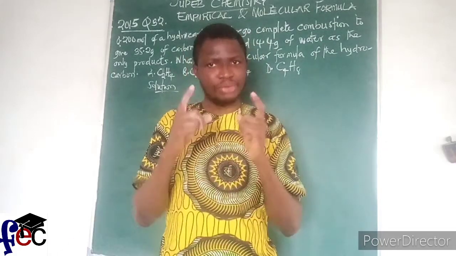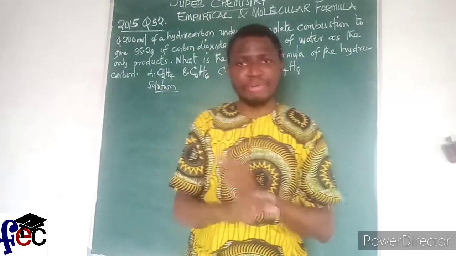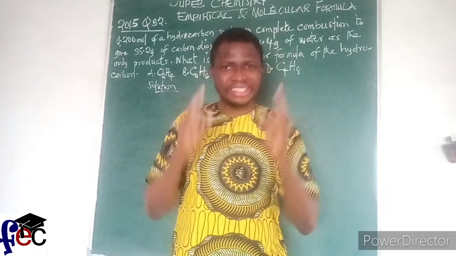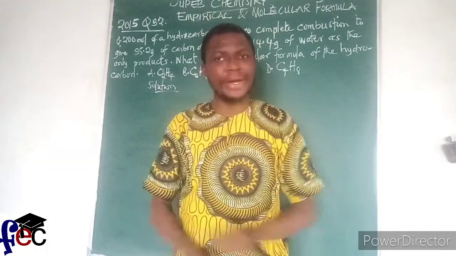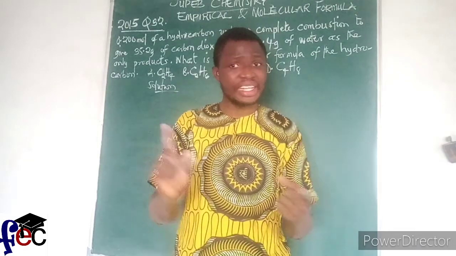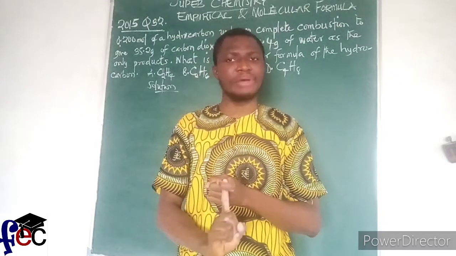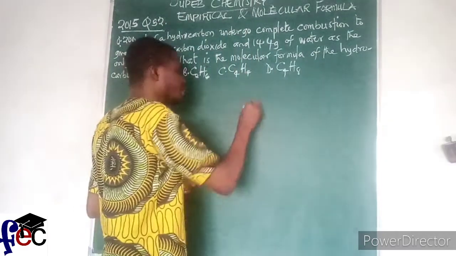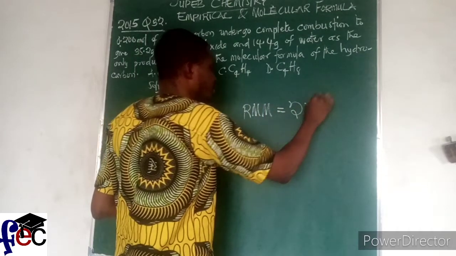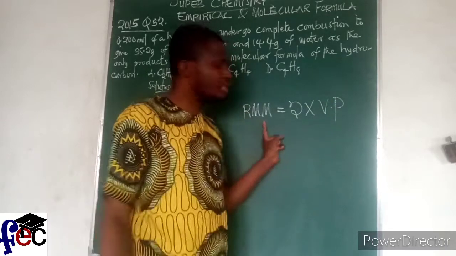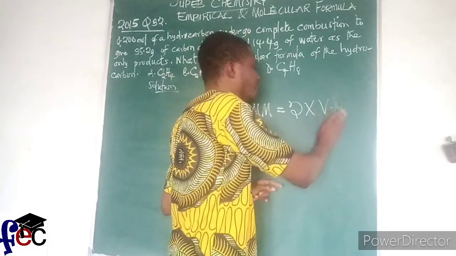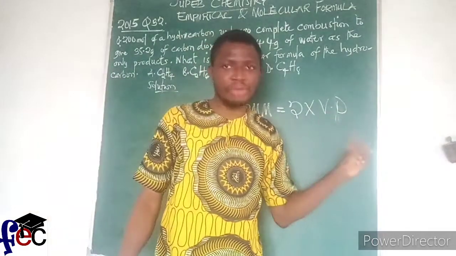And I want you to take note, in every molecular formula that you'll be asked to derive, they must give you the relative molecular mass of the compound. Should they not give you the relative molecular mass of the compound, it's either they will give you the vapor density of that compound. And you need to know that the relative molecular mass of the compound is related to vapor density by this equation. The relative molecular mass of a compound is equal to twice the vapor density of that compound, okay?